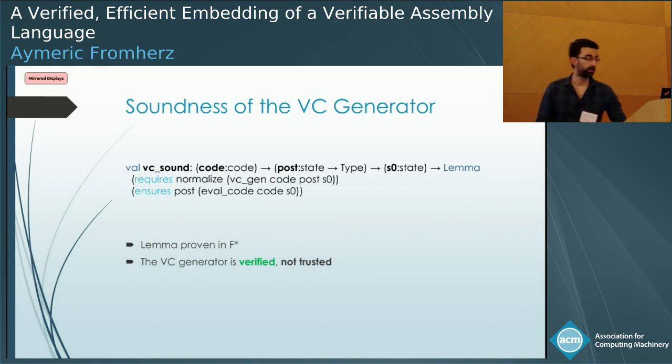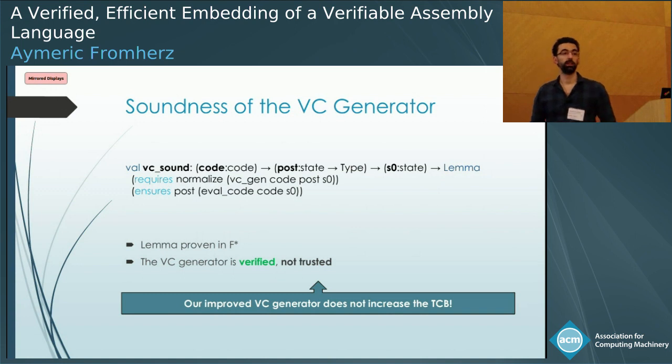And what I want to insist on is that this feature is a built-in of F star. We don't need to extend F star in any way to use this. And that means that even using our custom improved VC generator, we do not increase the trusted computing base. We don't have to trust anything more than vanilla F star and Z3 that we were already trusting.